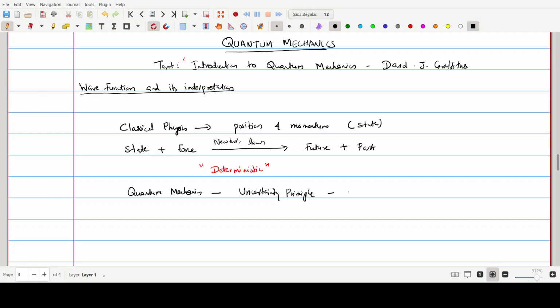So due to the uncertainty principle, it is impossible to use the position and momentum as a state. So this cannot be used as a state. Then what would be the state in quantum mechanics? The answer is wave function. So we can use a wave function to represent the state of the system.